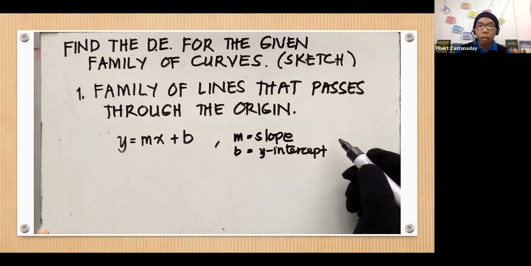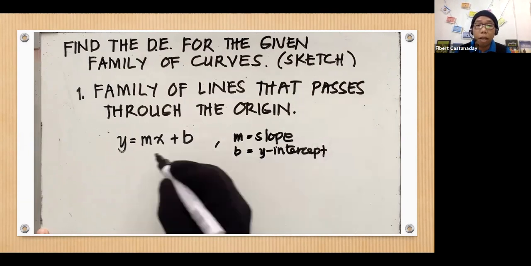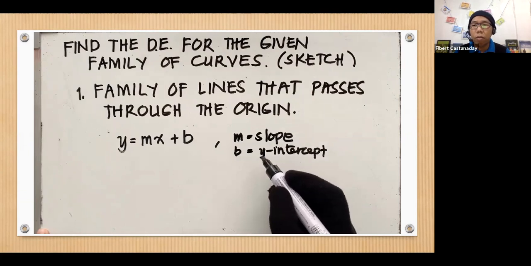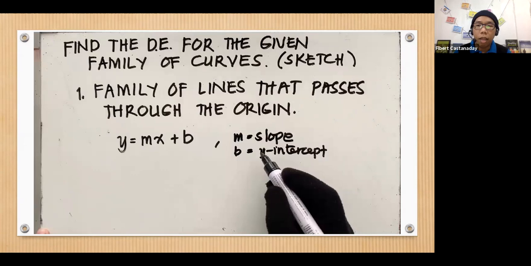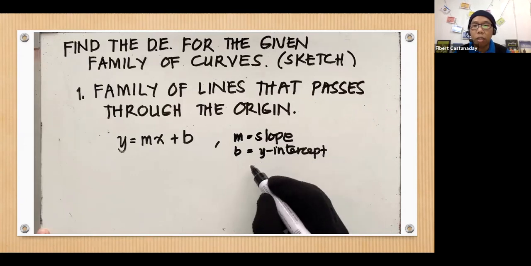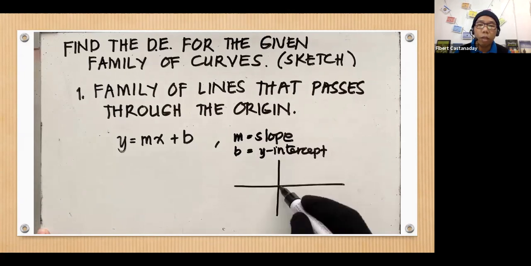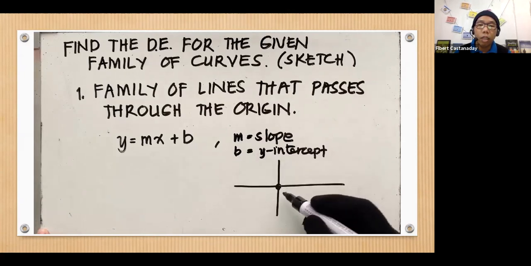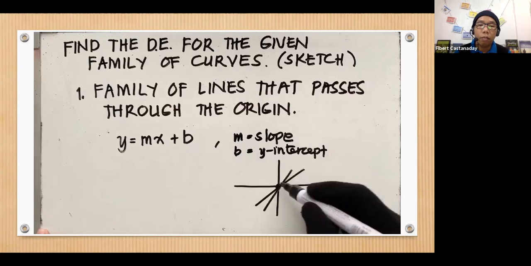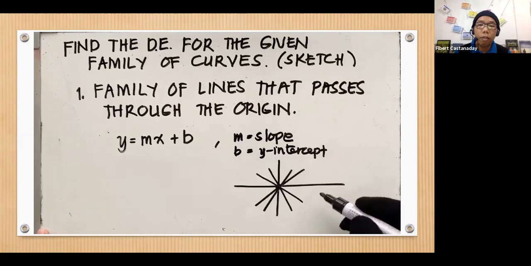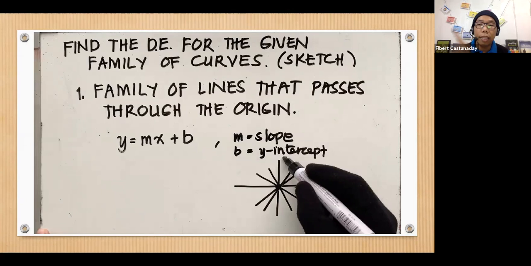Okay? So mas maganda na i-sketch natin para malaman natin kung ano ba yung parameter, ano yung constant dyan, na hindi na kailangan na hanapin natin yung mismong value niya. Okay? So sketch natin. Sabi, family of lines that passes through the origin. So I'll draw this one. Ito yung origin, and then I'll draw a line. So yan yung example, di ba? Lahat ng lines na dumaan sa origin.